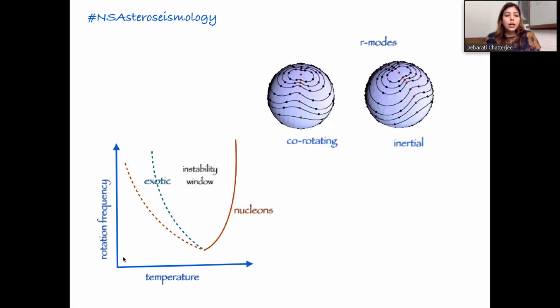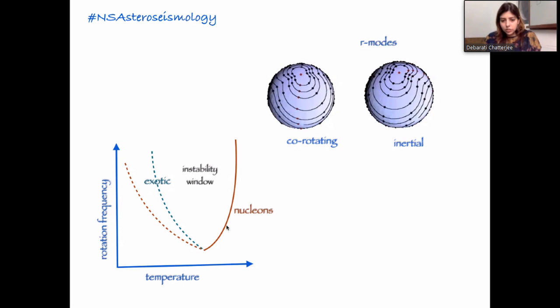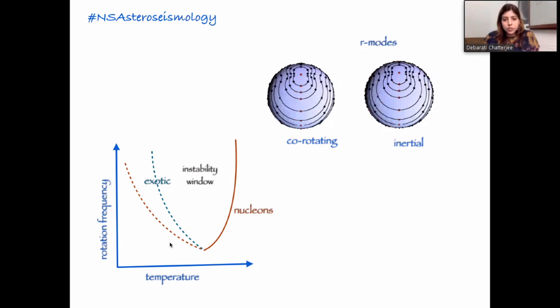So if there were nucleons only, then calculations show that this red curve, the line and the dash curve, actually marks the boundary of the balance between this gravitational wave instability and the viscous forces. So they balance each other and make the star stable.